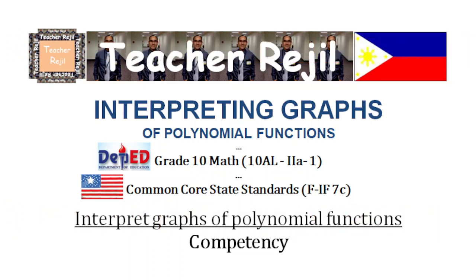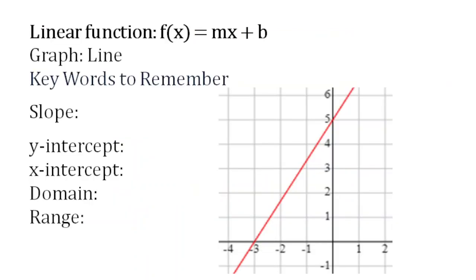This video addresses the competency interpret graphs of polynomial functions. First, we will talk about linear function. It is of the form f of x equals mx plus b, and the graph is a straight line. Now, these are the keywords that we have to remember: slope, y-intercept, x-intercept, domain, and range.